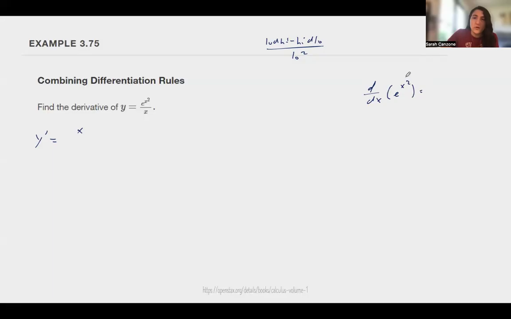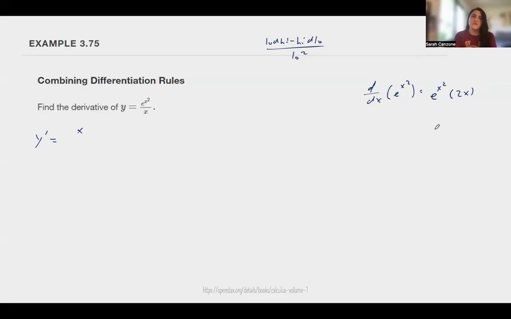Well, first of all, we rewrite our e. So it is just e to the x squared. But because it's not just plain old x in our exponent, we have to multiply by the derivative of our exponent. So the derivative of x squared is 2x. And so technically the derivative of e to the x squared is e to the x squared times 2x.